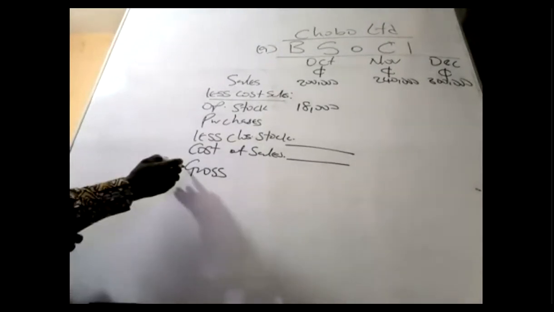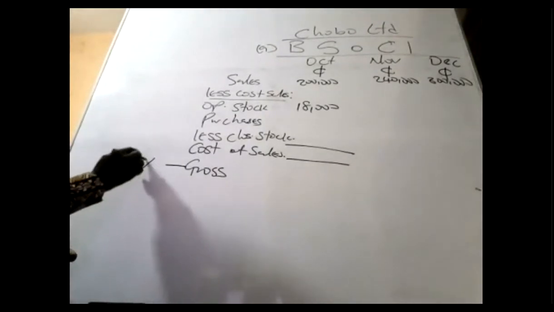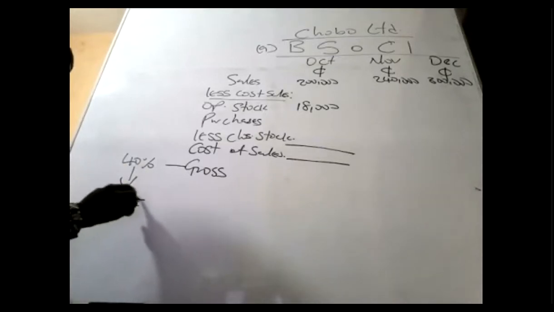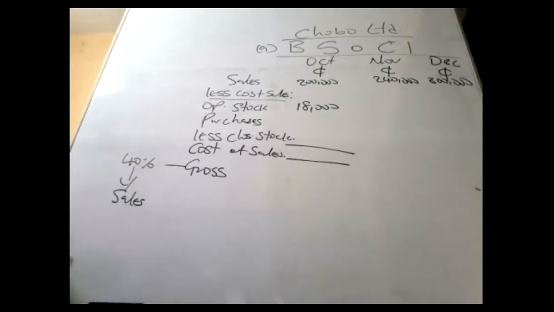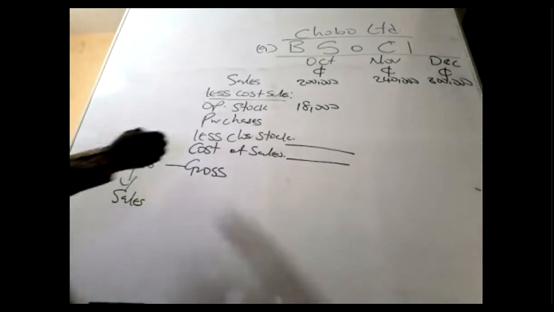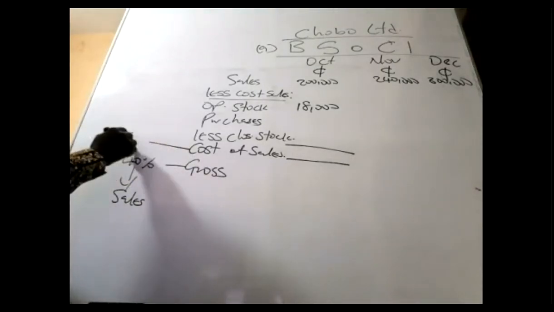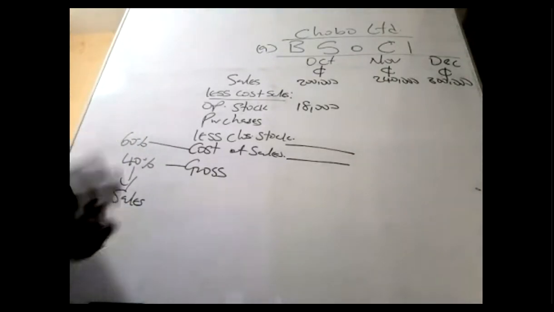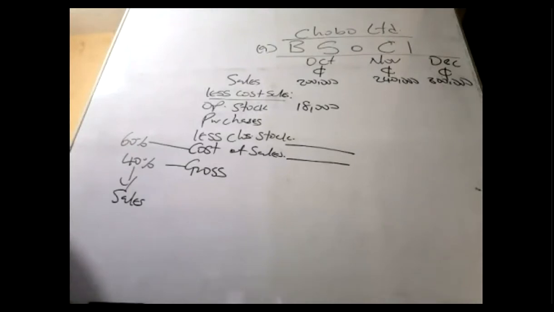Now, the examiner gave us the gross profit, 40% margin, or 40% on sales. On what? Sales. Now, if gross profit is 40% on sales, cost of sales will be what? 60% on sales. So you can easily find these figures there before you can even find the remaining ones. That is all.